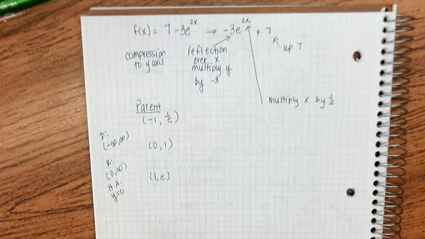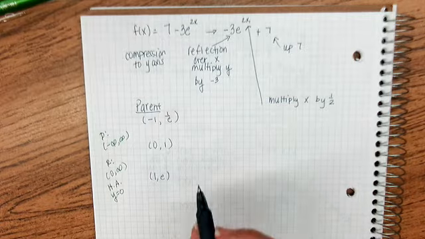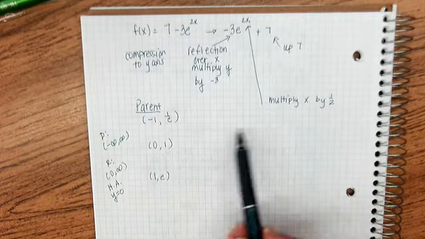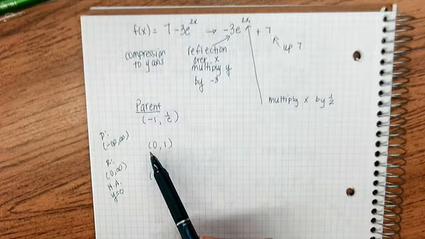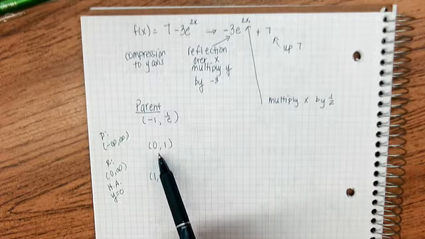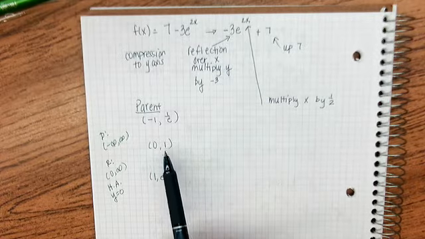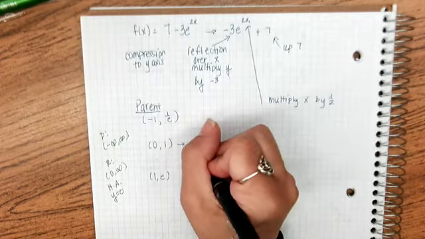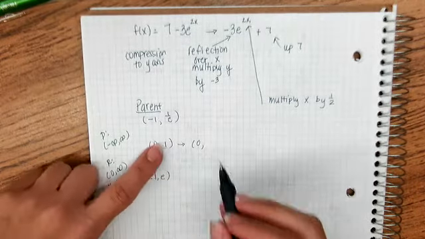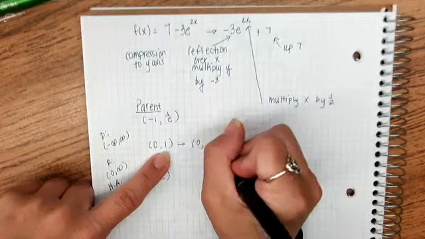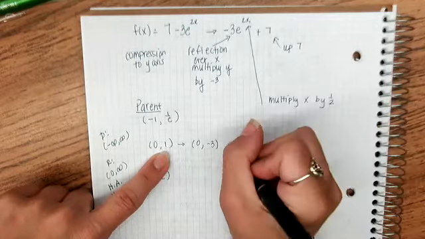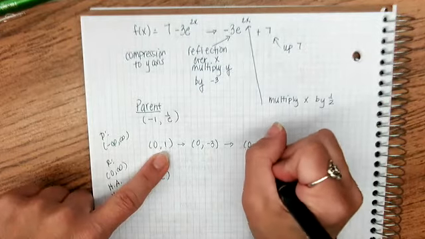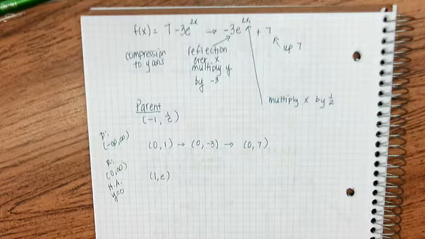All right, here we go. Let's start with (0, 1). It's by far the easiest one to do. Multiply X by 1/2. 0 times 1/2, who cares? Then multiply the Y value by -3. So X doesn't change. Multiply the Y value by -3. Up 7 means add 7. There is my y-intercept.